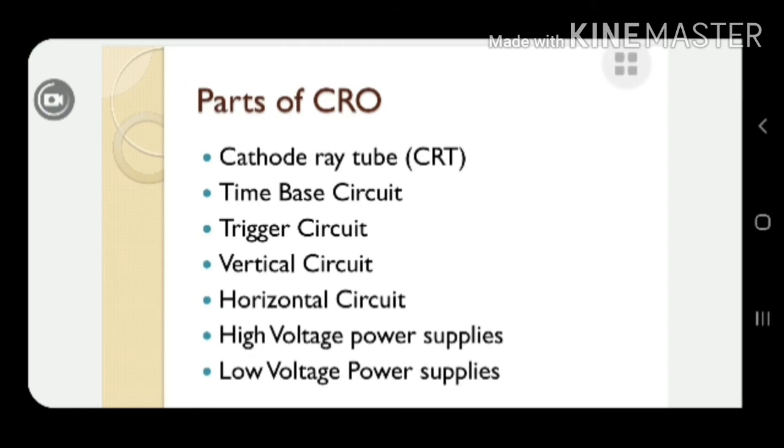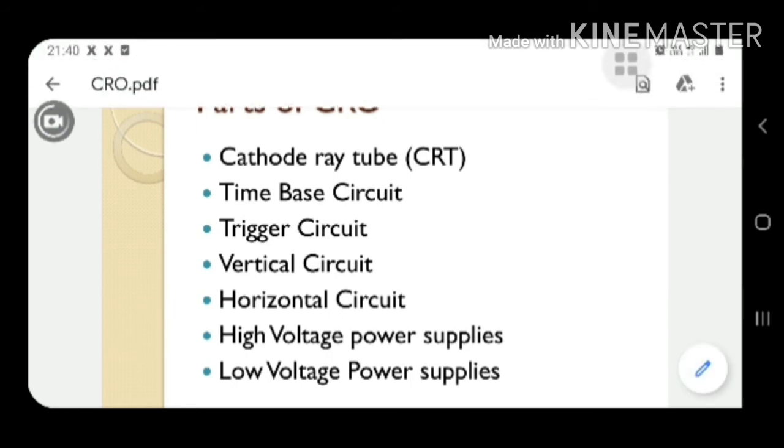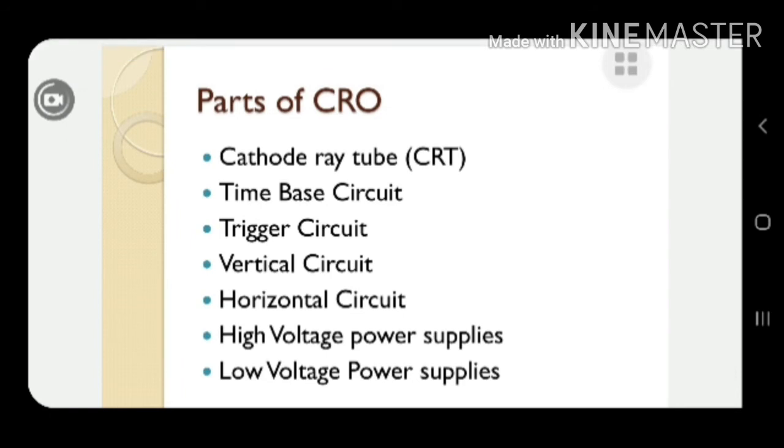And what is synchronization? How the trigger circuit plays an important part, we'll see in the coming videos. Then we have the vertical circuit and horizontal circuit. These are usually amplifiers which amplify the input signals given to the CRO. Then we have high voltage power supplies which go to all the parts of the cathode ray tube, and low voltage power supplies which go to other parts of CRO.